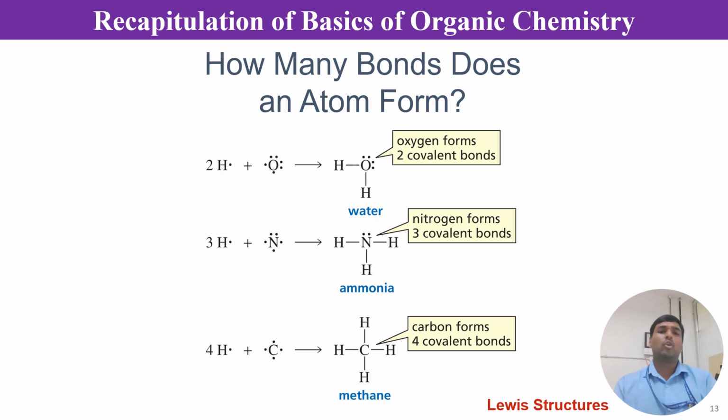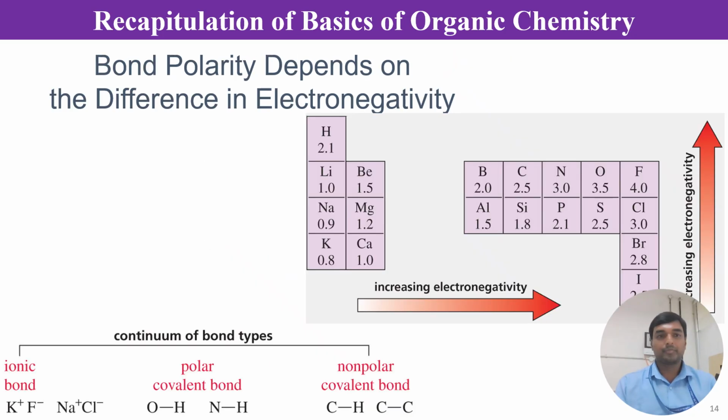So how many bonds can an atom form? If you see, oxygen can form 2 bonds. Nitrogen can form 3 bonds. Carbon can form 4 bonds. That depends upon how many unpaired electrons it can have at maximum in its outer orbital. Accordingly, it can pair with other atoms and form either single or multiple bonds.